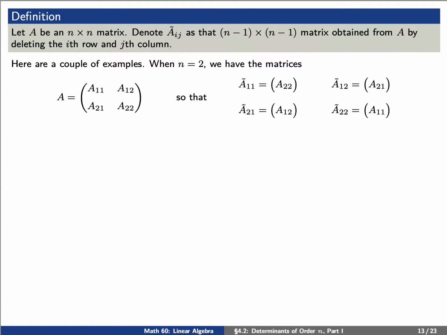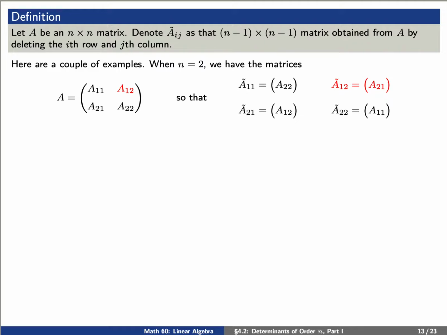Here are a couple of examples. When n is equal to 2, let's consider this 2 by 2 matrix. We'd now like to construct A-ij tilde by crossing out row i, column j. For example, let's take a look at A11 tilde. Well, the element A11 without the tilde is just the element in row 1, column 1 of A. If we cross out the first row and cross out the first column, then we're simply left with the element A22. Let's move on to A12.